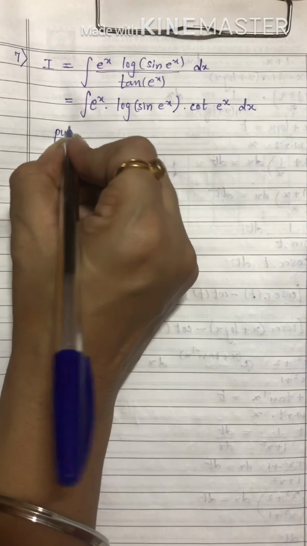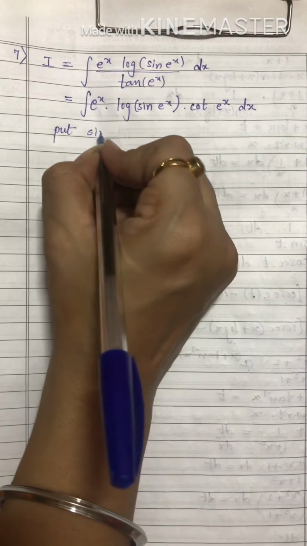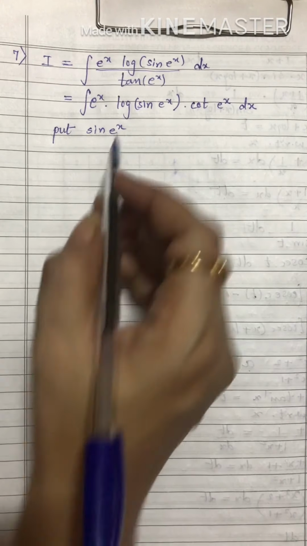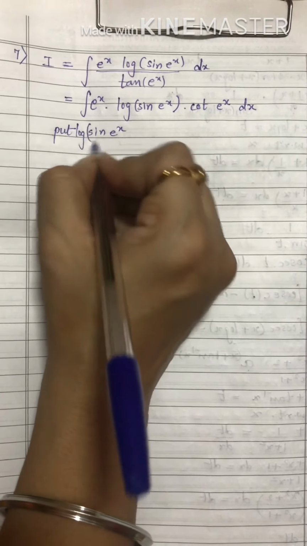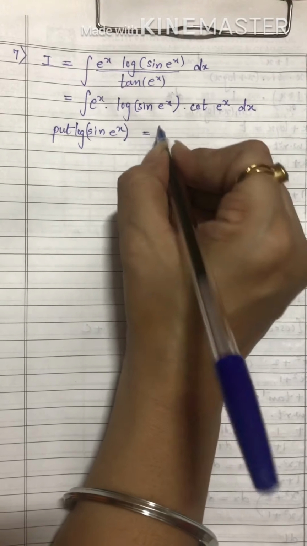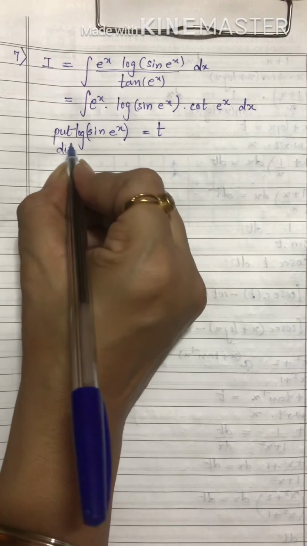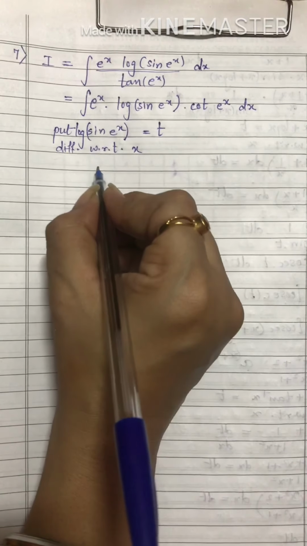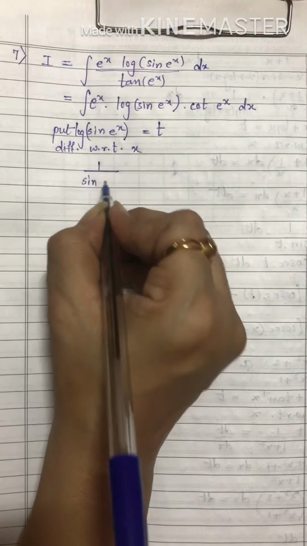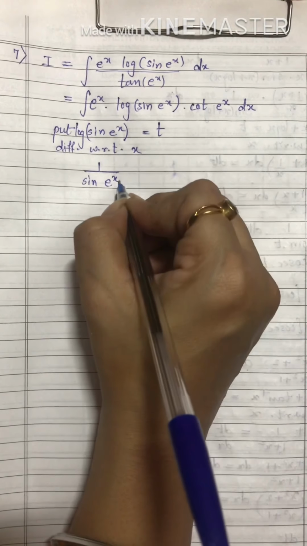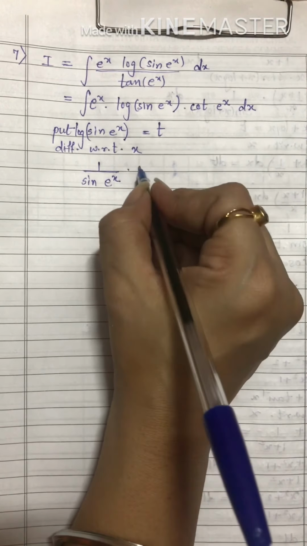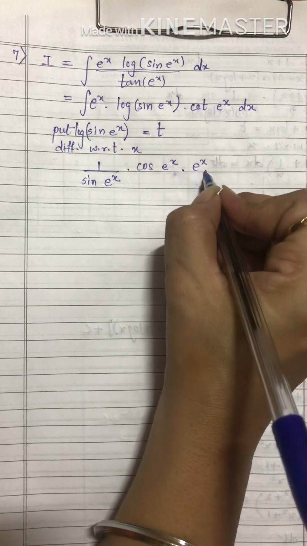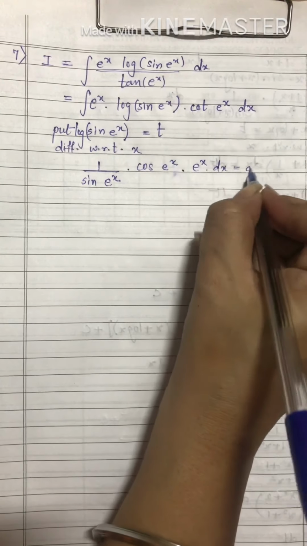Now substitution, put sine e raised to x. Now only sine e raised to x would not solve the matter for us, so we will put log sine e raised to x as t, and then differentiating with respect to x, we get 1 upon sine e raised to x into d by dx of sine e raised to x, that gives us cos e raised to x, into d by dx of e raised to x, we get e raised to x dx is equal to dt.